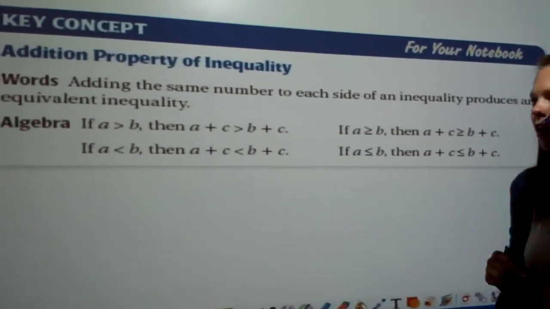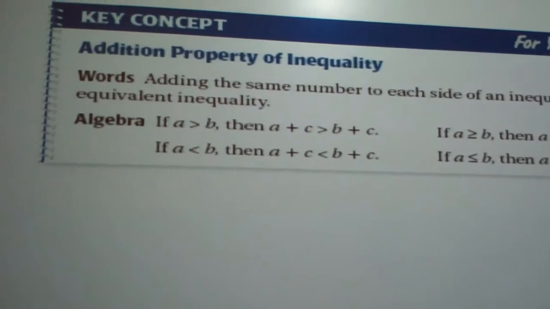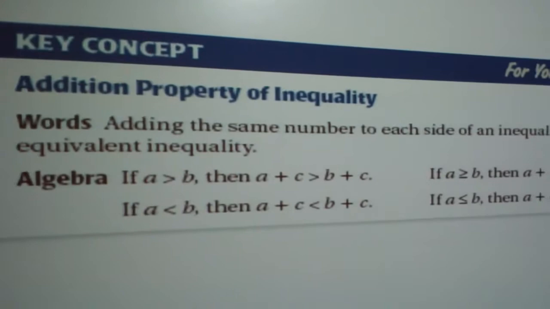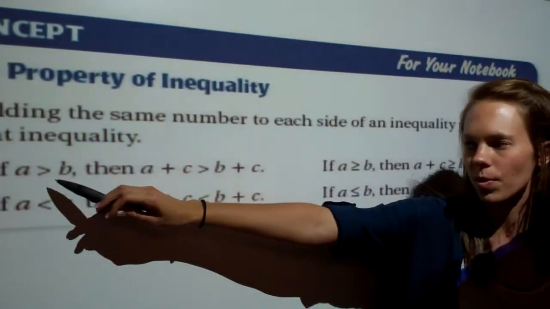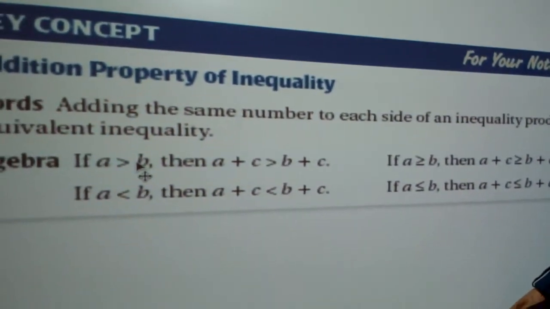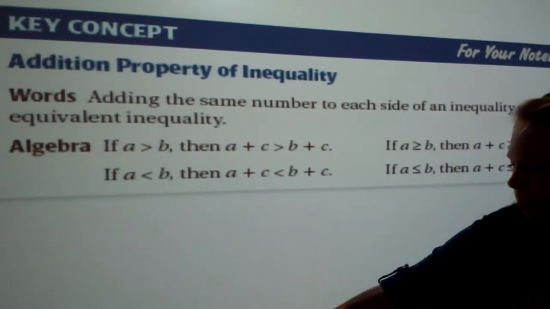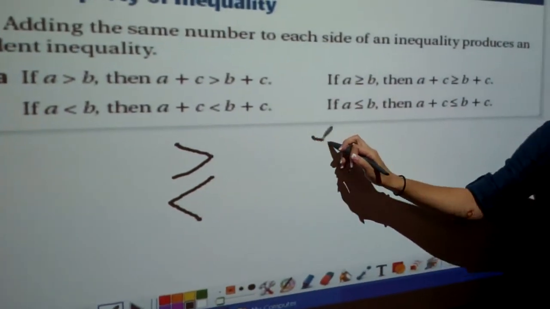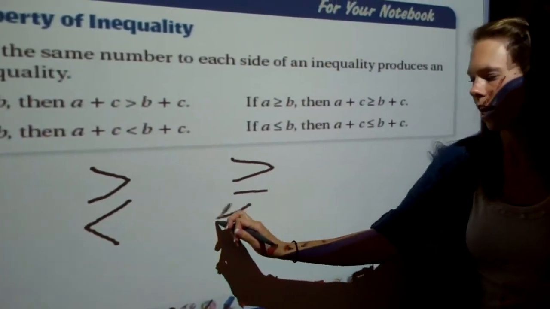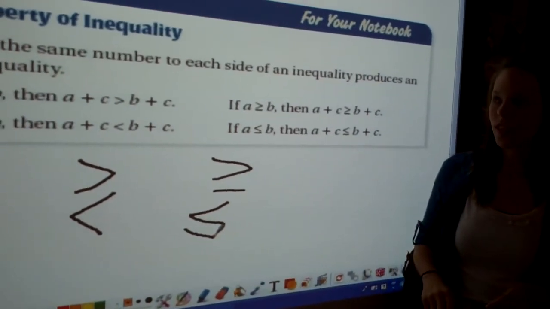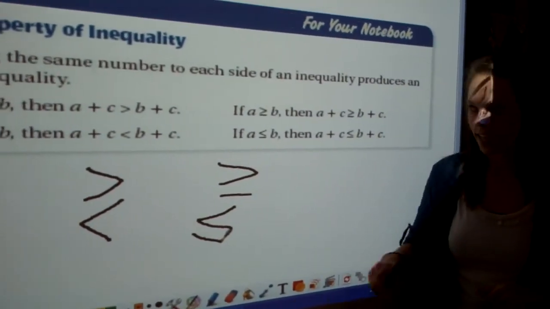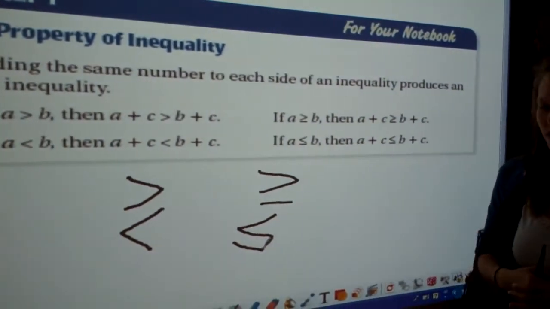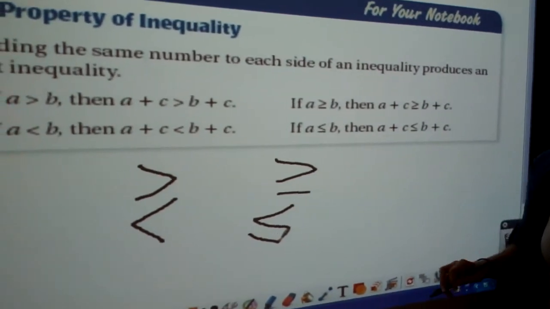Alright, a key concept that we are going to use is the addition property of inequality. We've used the addition property of equality when we were solving equations, and this is the exact same thing. The only difference is we have inequalities. To remind you of what an inequality is, we either have a greater than sign, a less than sign, a greater than or equal to sign, or a less than or equal to sign. So what the addition property of inequality says is if you add something to one side of the inequality, you must add it to the other side. We know this from equalities, so it's nothing different.